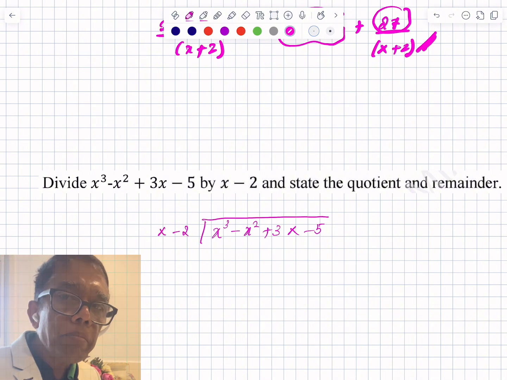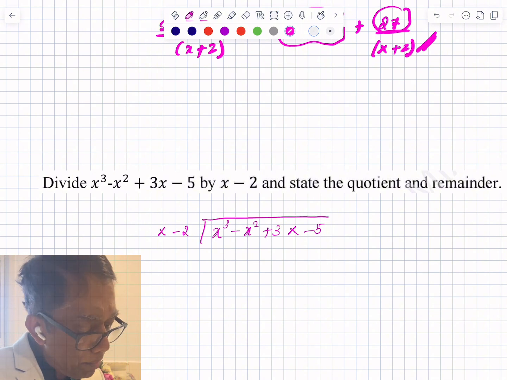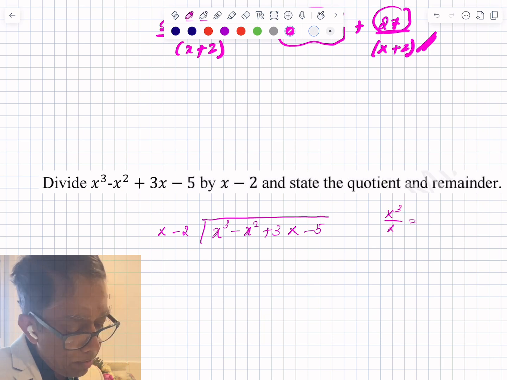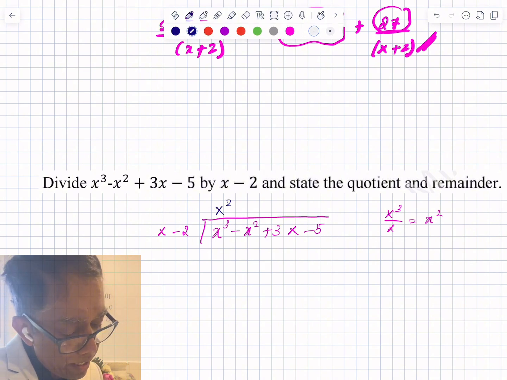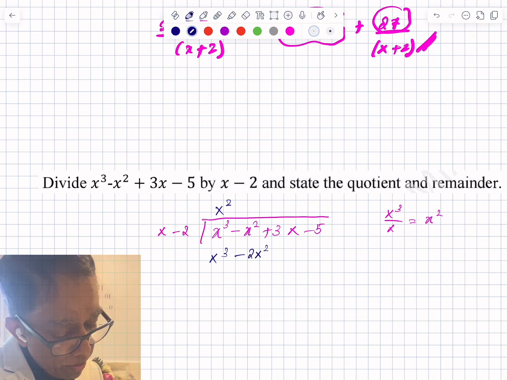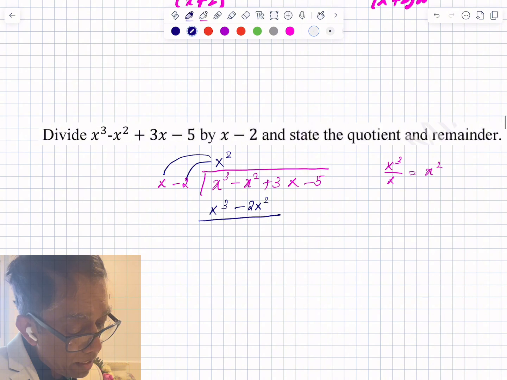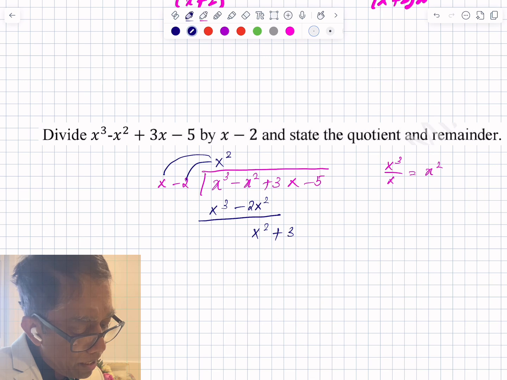The leading term is x³. x³ divided by x, what is it? x². I have to write x² here. x² times x is x³, and x² times negative 2 is minus 2x². Now we have to subtract. Negative x² minus negative 2x² means this is x² plus 3x minus 5.